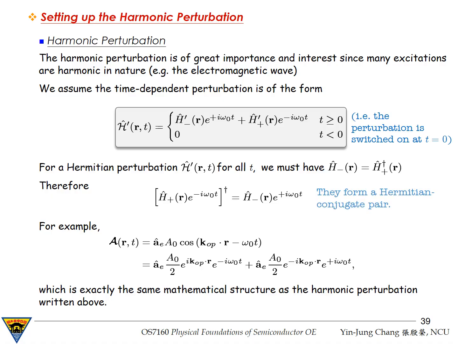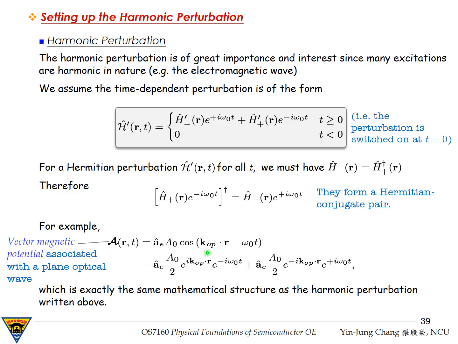A very good example is the vector magnetic potential associated with a plane optical wave, as shown in this expression, where A sub e denotes the unit polarization vector of the plane wave, and K sub OP represents its wave vector. We'll see this expression again in the next chapter. Then, using Euler's formula, this expression can be rewritten as shown, which is exactly the same mathematical structure as the time harmonic perturbation written above.